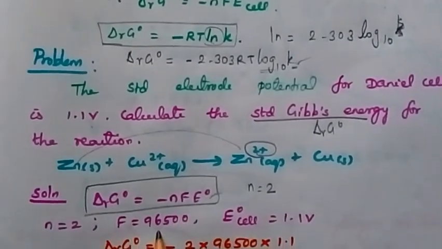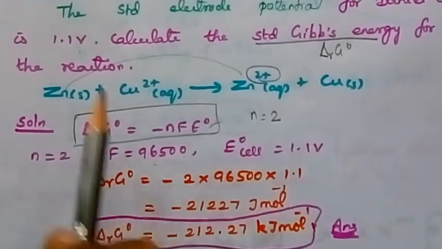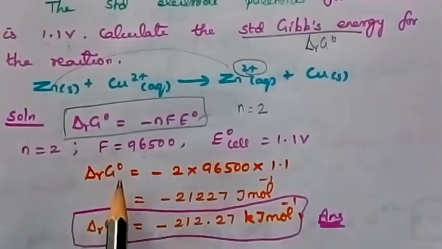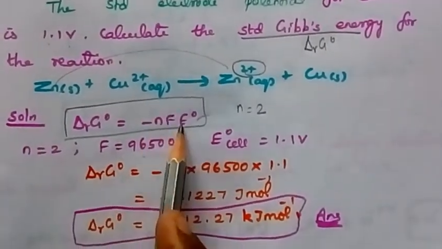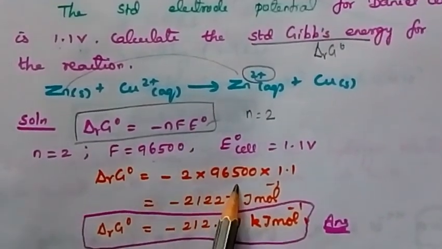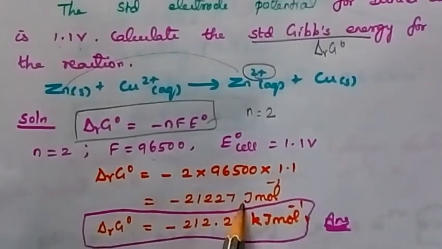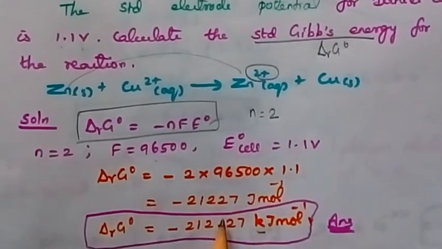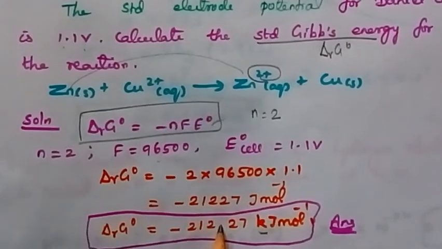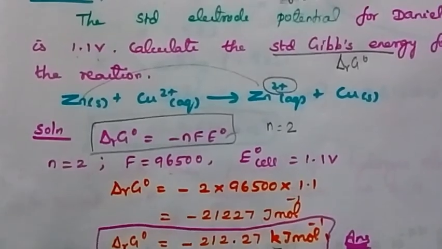F we know is 96,500 coulomb, and E naught is given as 1.1. Delta G naught is equal to minus NF E naught. N value is 2, F value is 96,500, E naught value is 1.1. So we can directly multiply this. This is in joule per mole. To convert to kilo, divide by 1000. So it is minus 212.27 kilojoule per mole.